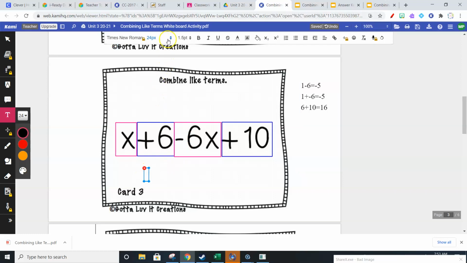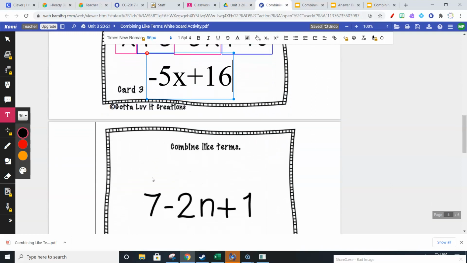Okay, so our final answer, and we always start with the letter. So negative 5x plus 16. That's not 6, 16. That is combined like terms. We can't do anything else with that. We have negative 5x plus 16. Those are not like terms, so you can't combine them together.